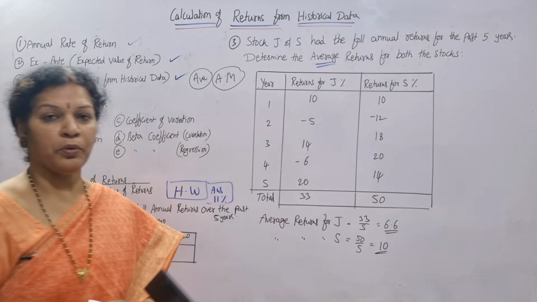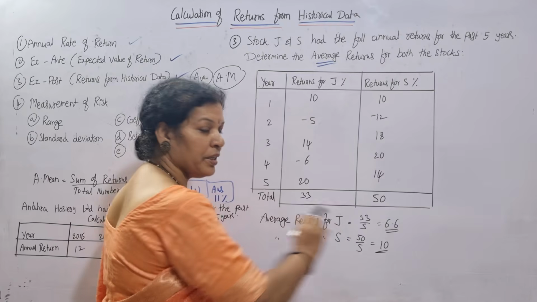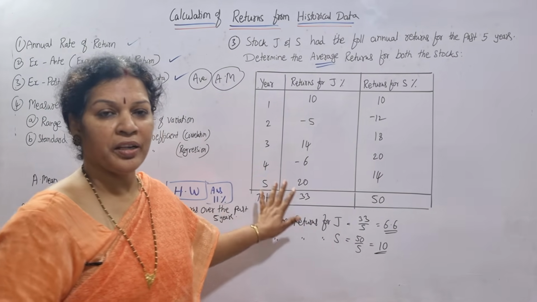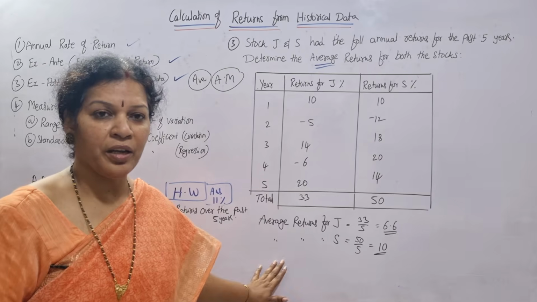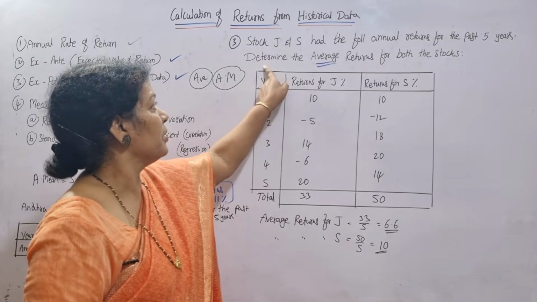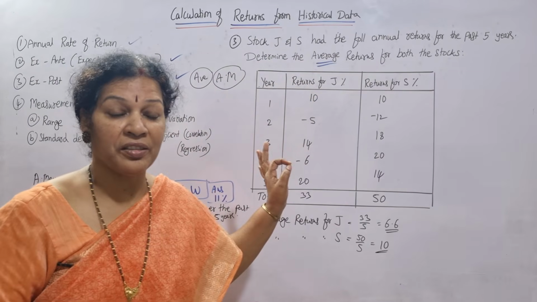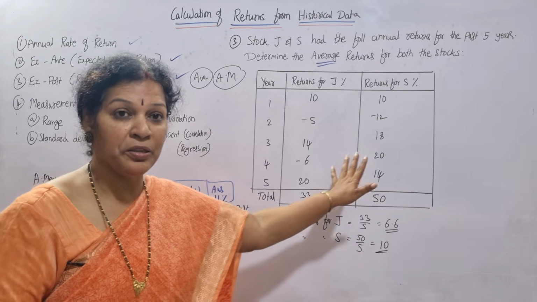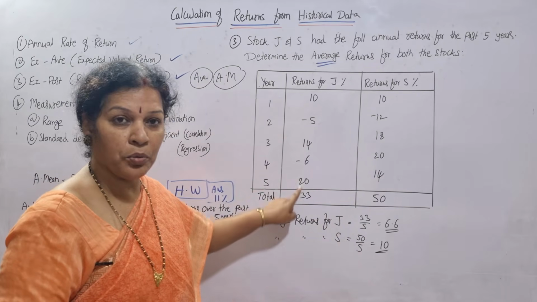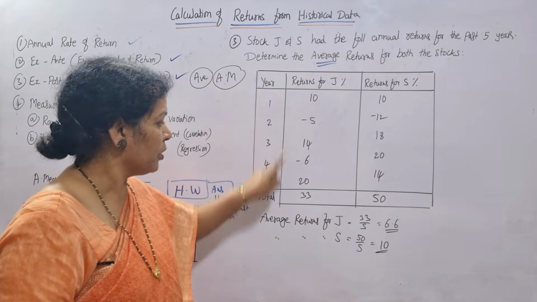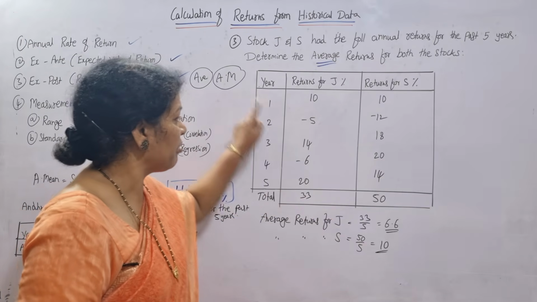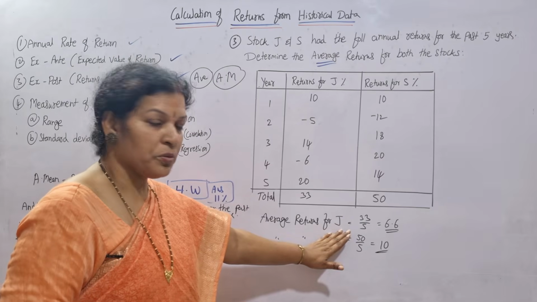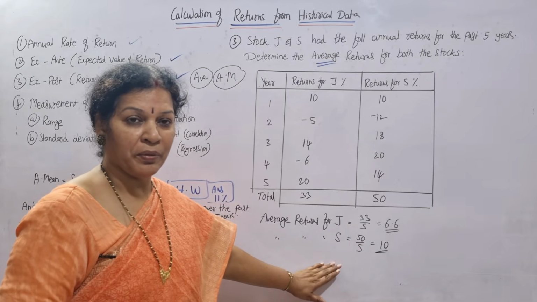Whose average is more? Stock S. That's all. We didn't do anything, only the data is given to us. We have calculated the average because they are asking to determine the average returns, the average arithmetic mean. Data is given in individual series. Individual series total divided by number of observations. Total is 33 divided by 5 observations, this is for J, and for S also we have calculated.